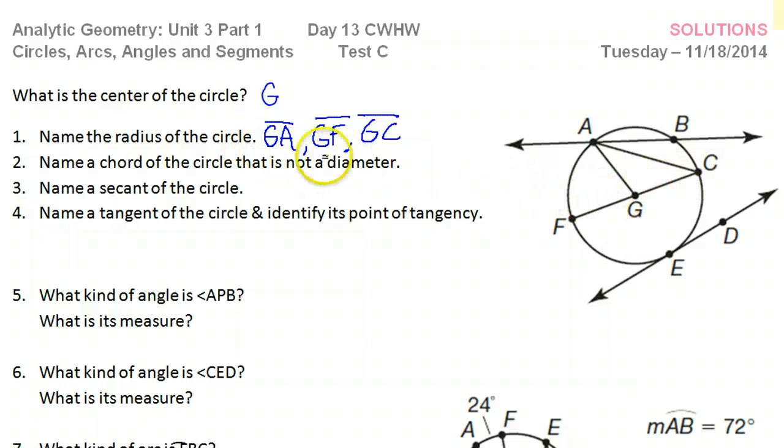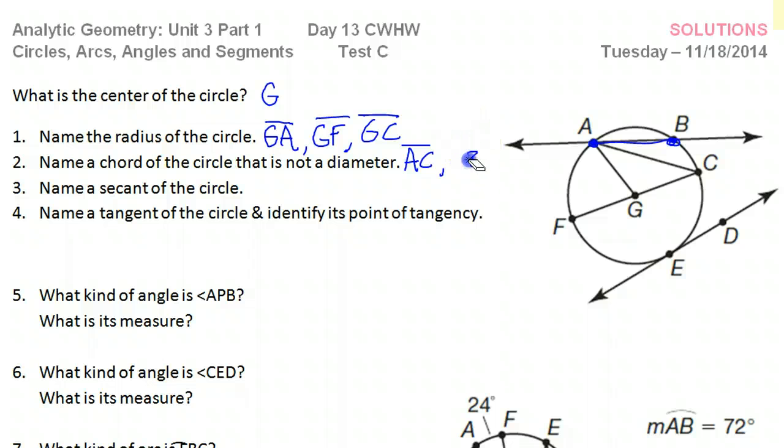Name a chord of the circle that is not a diameter. Alright, the one that jumps out at me, well, two are jumping out at me right now. You would probably say segment AC first, because that's the one that doesn't have a secant line going through it. But technically I could say segment AB as well, as long as I put the segment symbol over it, it means the segment from A to B, not the line that happens to go through it. Okay, but the most common answer I'm sure will be segment AC.